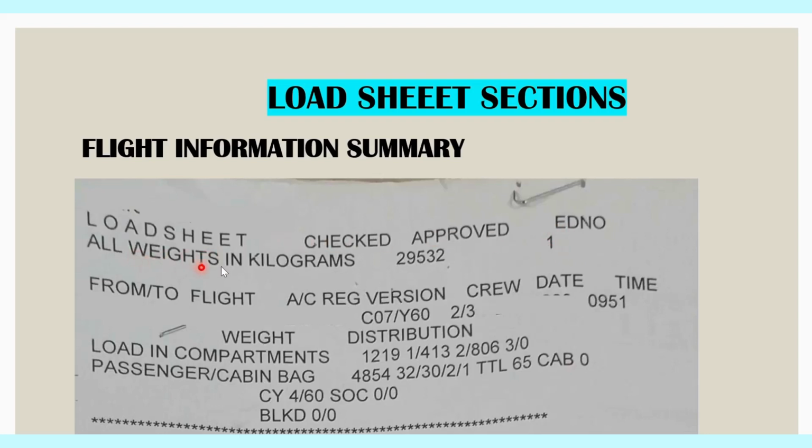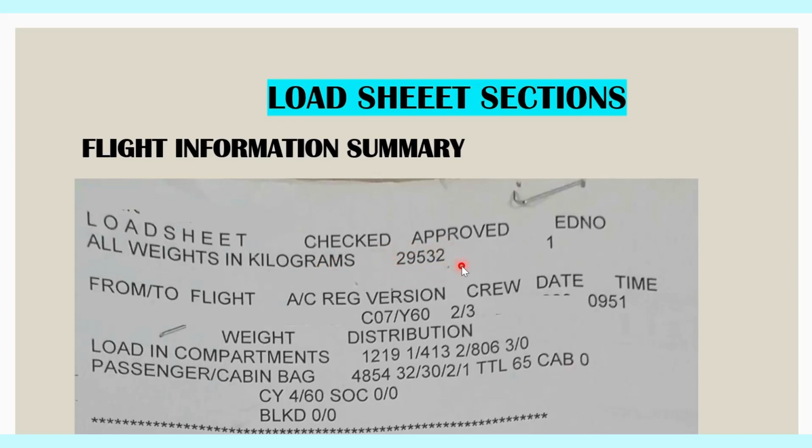All weights in kilograms is just a statement that tells the people reading the load sheet that all the weights we see on this particular load sheet are measured in metric units of kilograms. This number here appears on our load sheets, but many load sheets may not have this number.